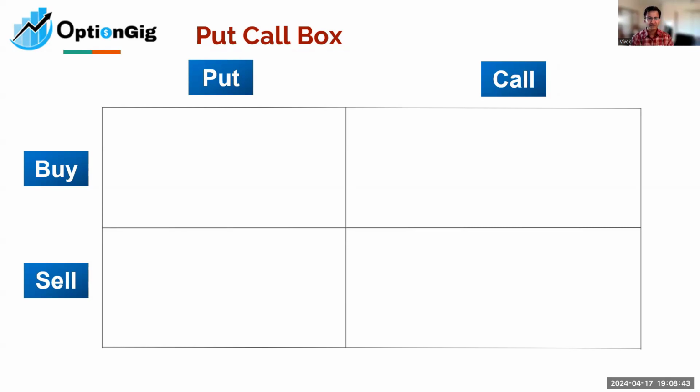So make sure you've drawn this box. And in the next few sessions, we're going to fill this up. You can use it at your desk until it becomes muscle memory for you. And then you can answer in your sleep if someone asks you that you sold a call, are you bullish or bearish? Until then, have this piece of paper.